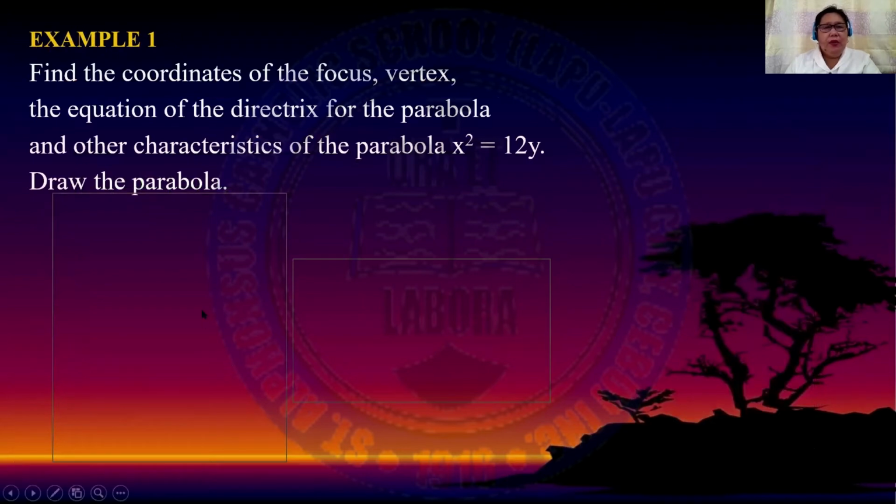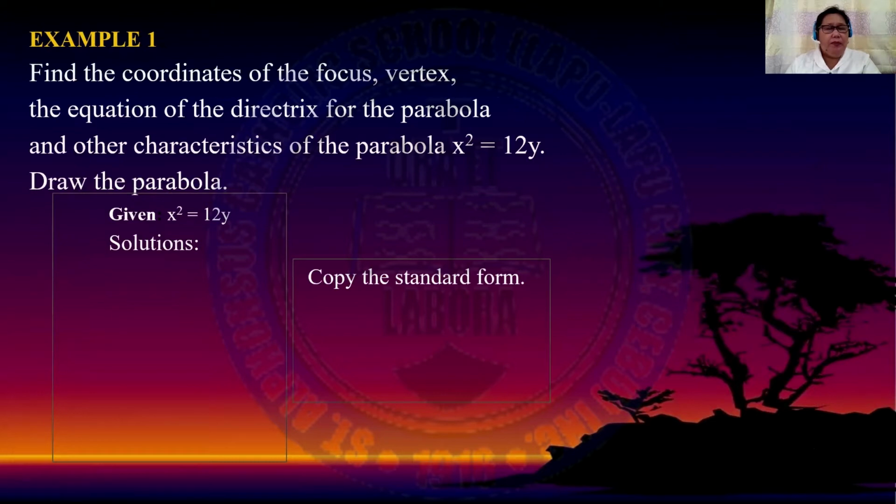Find the coordinates of the focus, the vertex, the equation of the directrix for the parabola, and the other characteristics of the parabola x squared is equal to 12y. And then you have to draw the parabola. So given x squared is equal to 12y. For the solution, you have to copy the standard form. And the standard form is x squared is equal to 4py. And use the given. The given is x squared equals 12y.